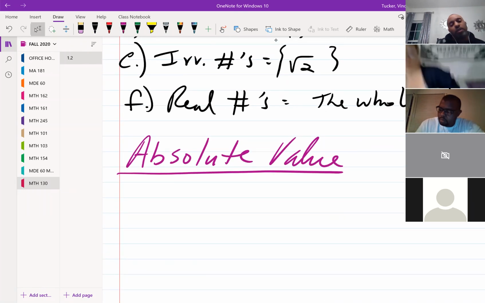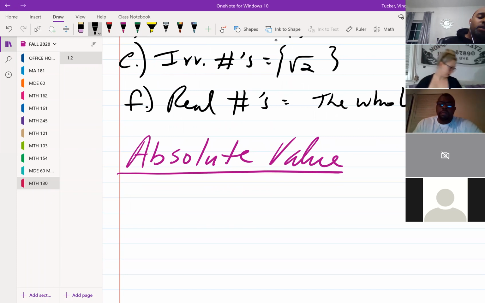All right, last thing in this section, we're looking at the absolute value sign. It's a counting tool.